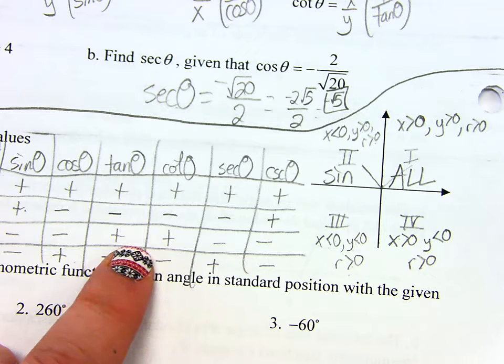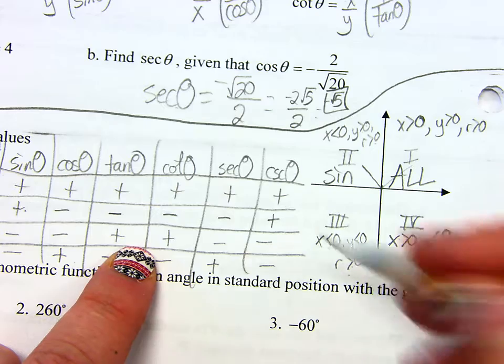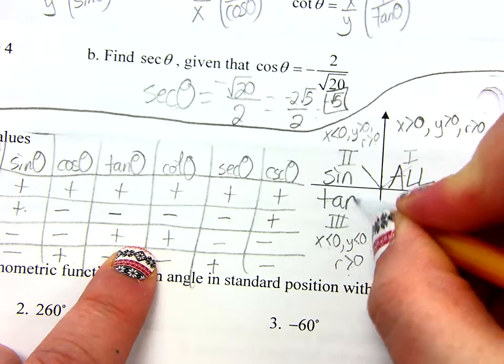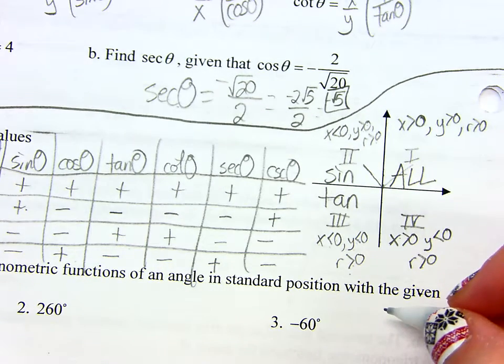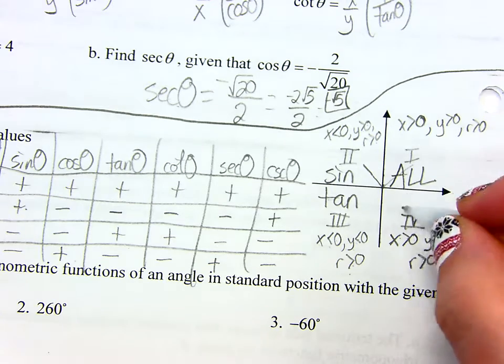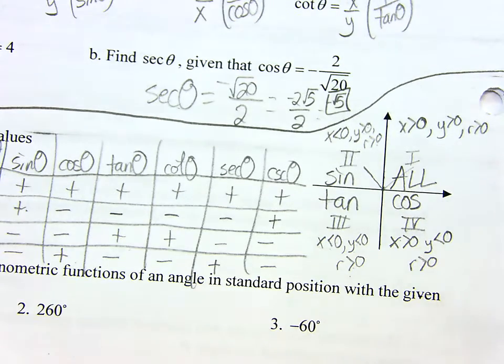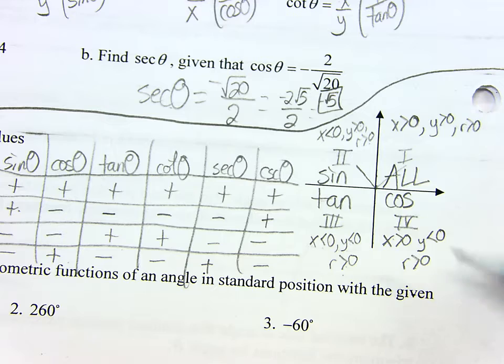Tangent and cotangent, but again, they're paired together. So if I know tangent's positive, I automatically get cotangent. So we're just going to talk about tangent. And then lastly, in the fourth, it's just cosine. So it's much easier to just remember who's positive.